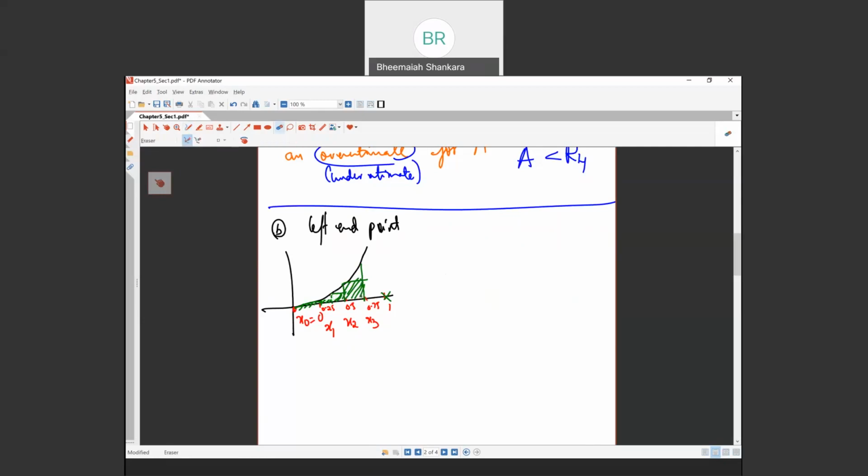Let me erase this a little bit, and let me clearly write which is the point. 0.25, 0.5, this is 0.75. So I have to draw a line to 0.5 and then here I mark the rectangle. Similarly, I draw a vertical line and I mark the rectangle area. This is your point 1 and you mark the rectangle area.